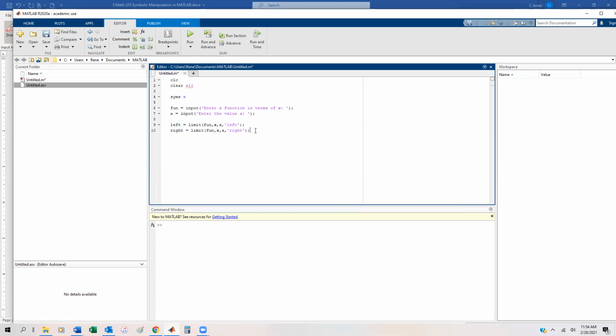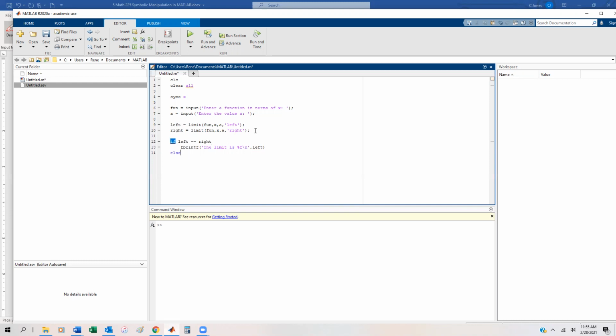We're going to say if left equals right, and remember we need double equals because it's not assignment, it's checking. Then we're going to fprintf that the limit is %f, and then backslash n. It really doesn't matter if we use left or right, because remember, they're both going to be the same. If left and right are approaching the same value, then it doesn't matter.